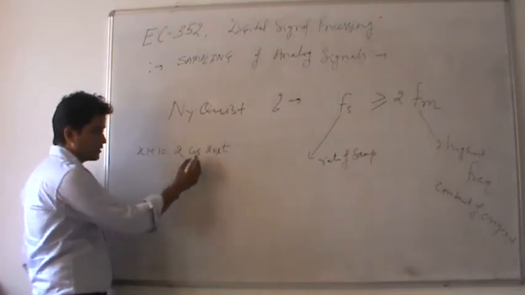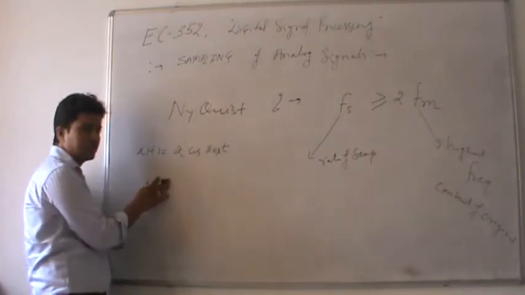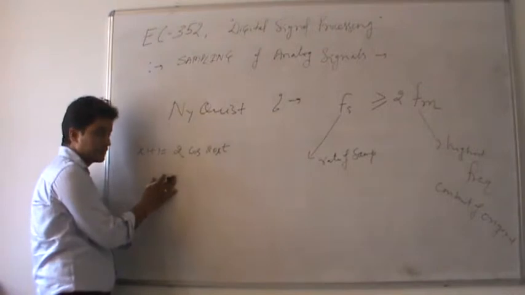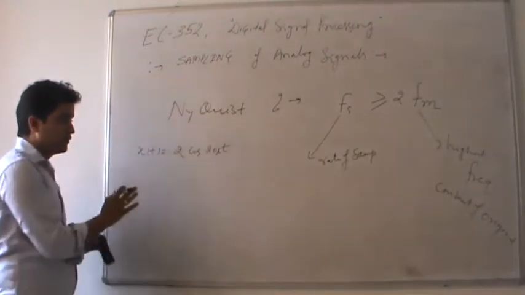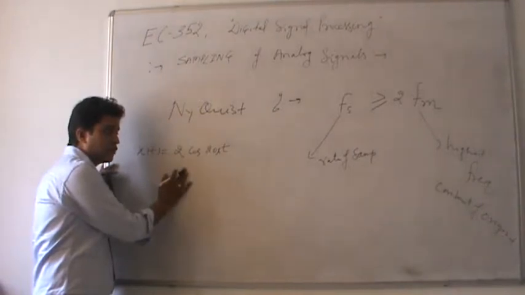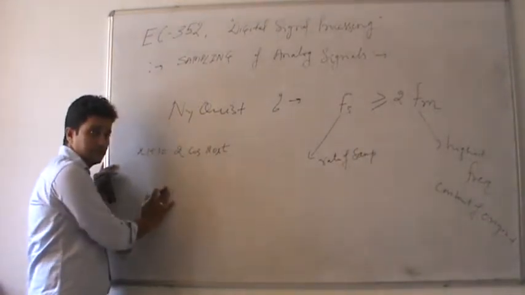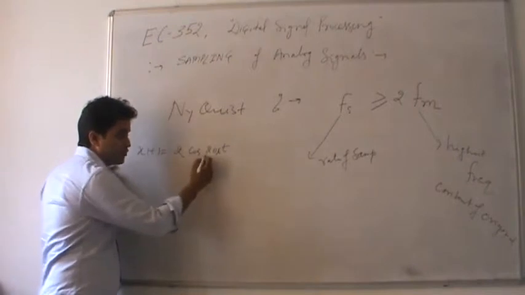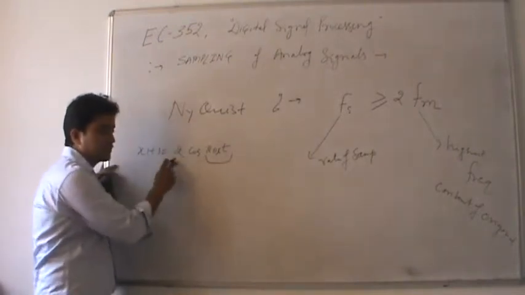So we can compare. Suppose this is our signal, then we need to check what should be the ideal or exact appropriate sampling frequency for this signal. Then what we need to do is find out the highest frequency content of this signal.